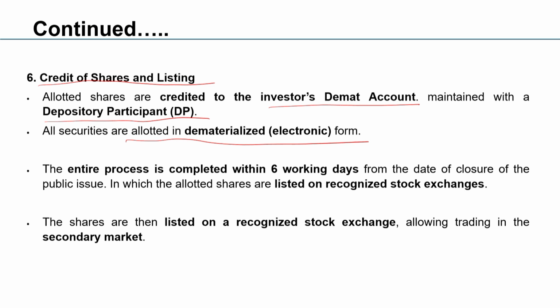The entire process of this credit of share and listing is completed within 6 working days from the date of the closure of the IPO or FPO, in which the shares allotted are also listed on the recognized stock exchange for their secondary trading. So the shares are then listed into the secondary market, from where you can very easily get the benefit of liquidity also.